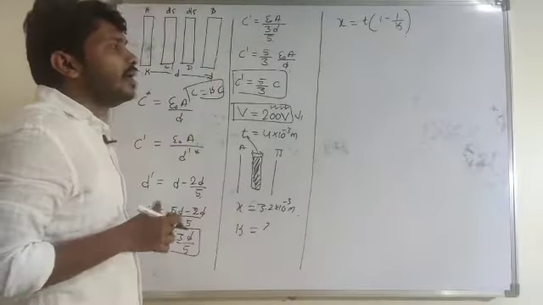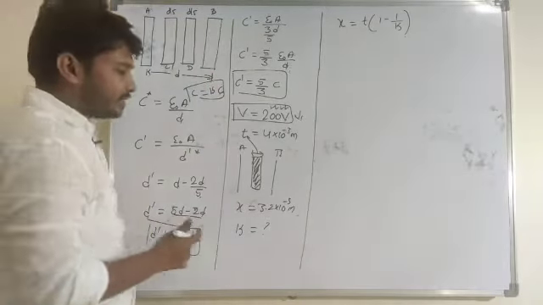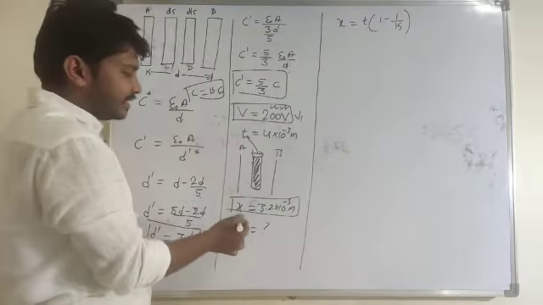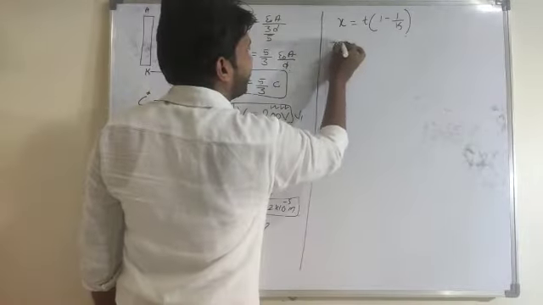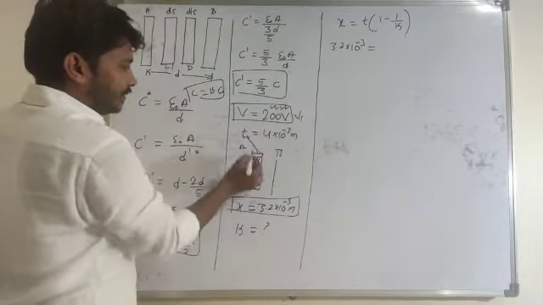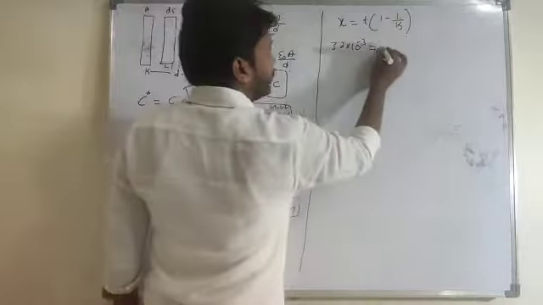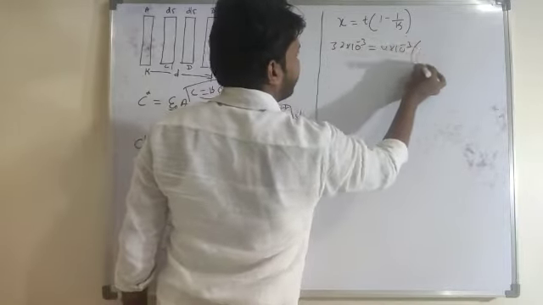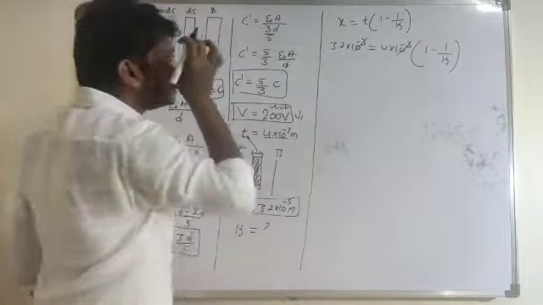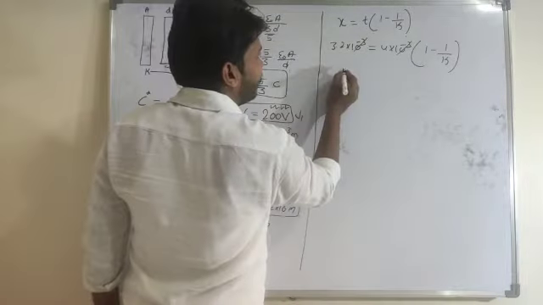So X is equal to what? X is equal to T into 1 minus 1 by K. X is how much here? The distance is increased by 3.2 into 10 to the power of minus 3, and the thickness is how much? It is 4 into 10 to the power of minus 3, into 1 minus 1 by K. So 3.2 divided by 4.